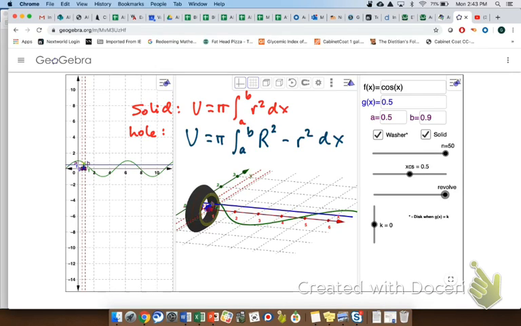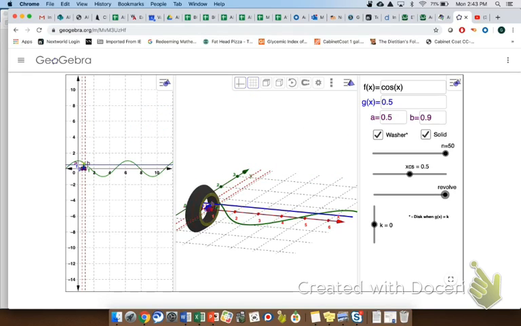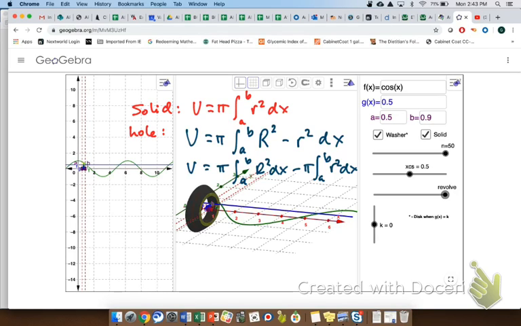It might be helpful for you to see this expanded out. Can't you do this with an integral? Can't you write it as volume equals pi times the integral from a to b of big R squared dx, minus pi times the integral from a to b of little r squared dx? So check this out. In the pink box, isn't this just the disk method?